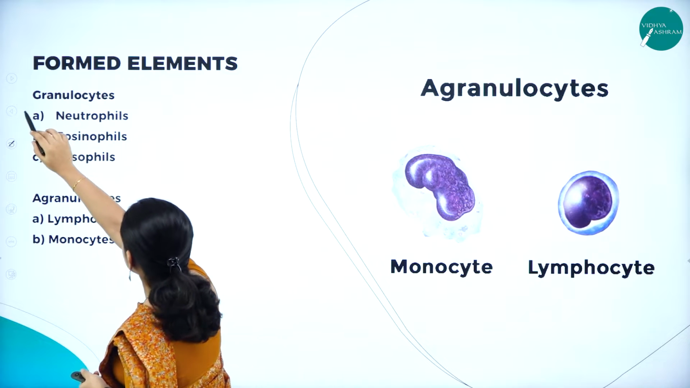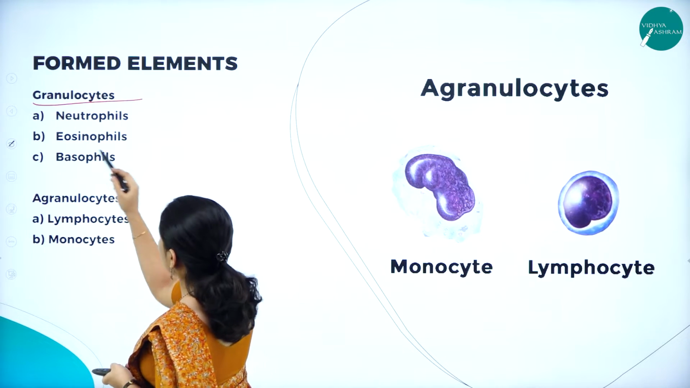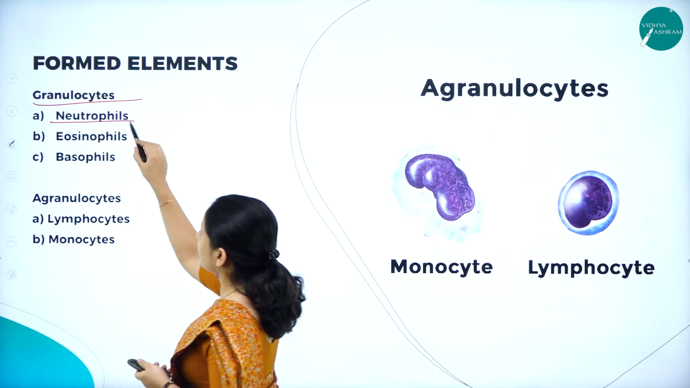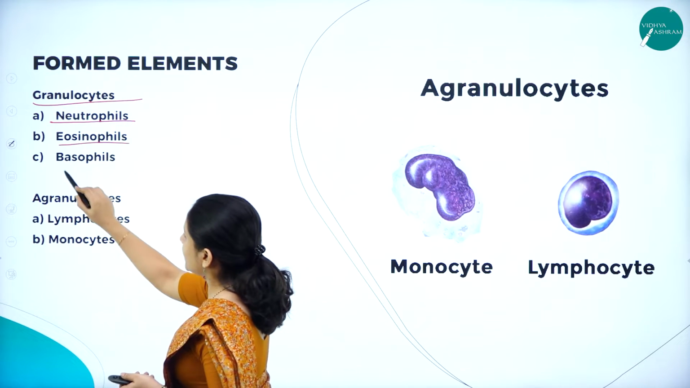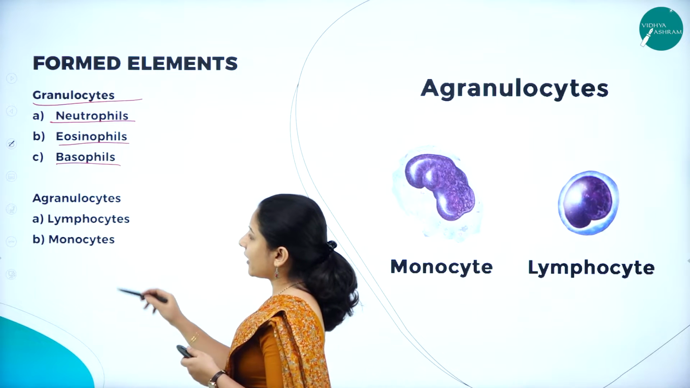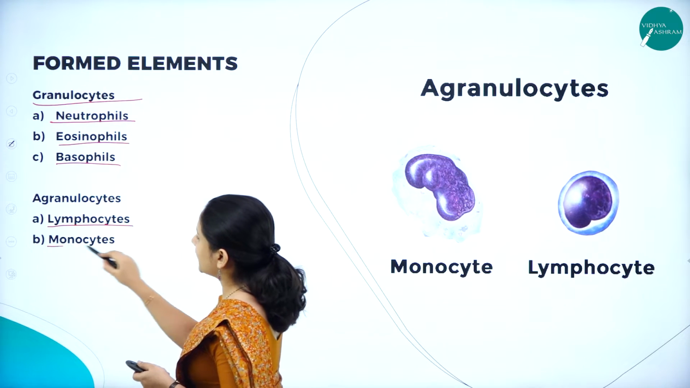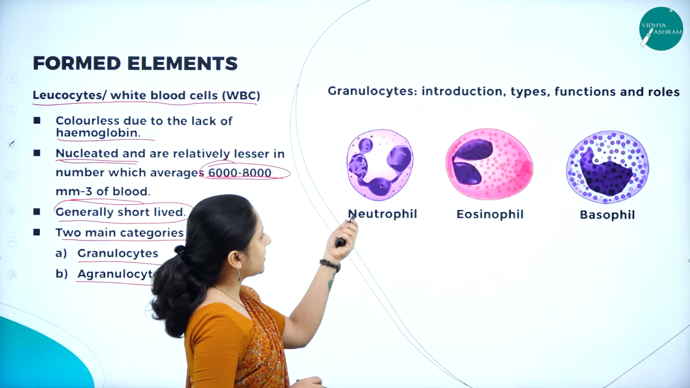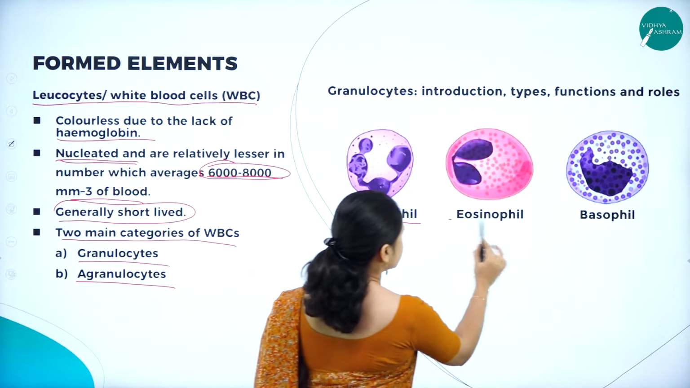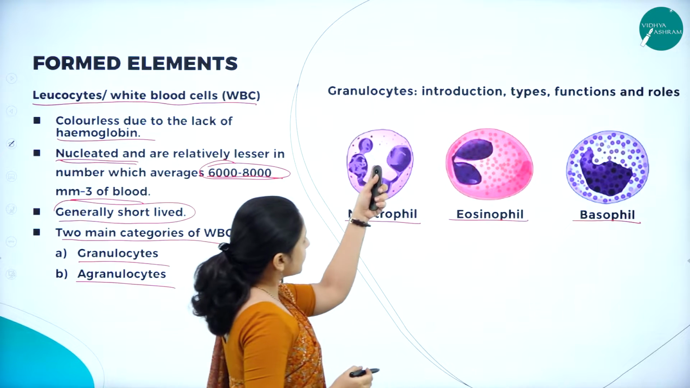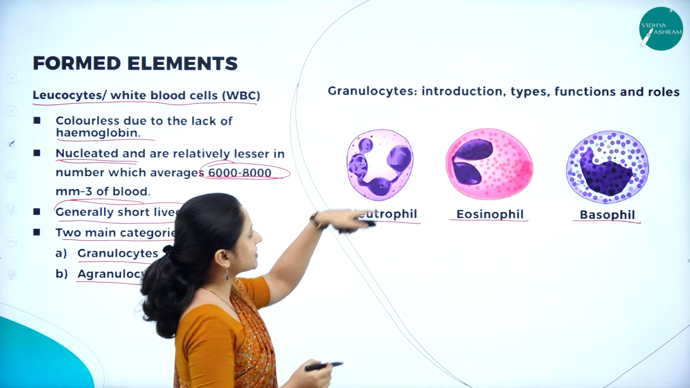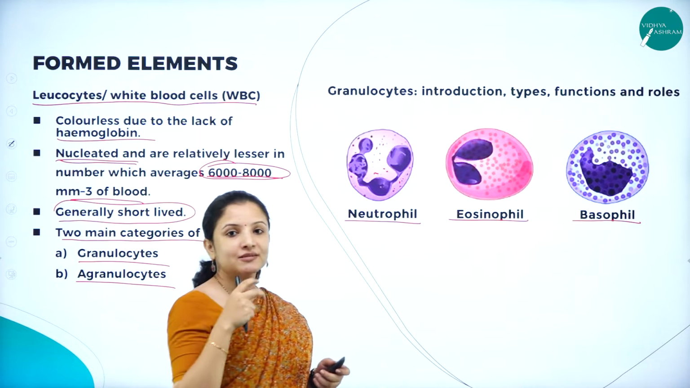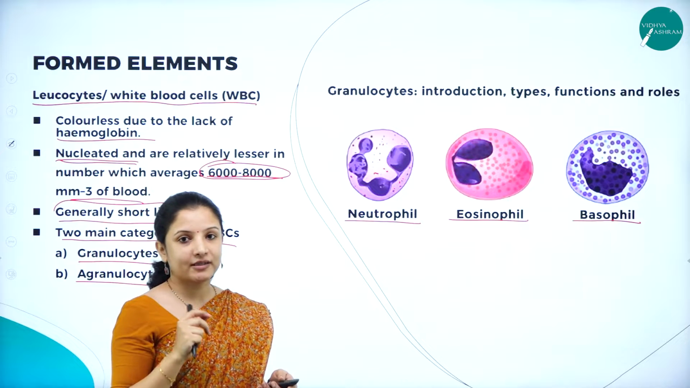So again, the granulocytes and the agranulocytes are divided, wherein the granulocytes are made up of neutrophils, eosinophils and basophils, and the agranulocytes are of two types, lymphocytes and monocytes. You can see granulocytes are made up of neutrophils, eosinophils and basophils. Inside the granulocytes, you can see small specks, or small granular substances that are present inside. Hence, they are called granulocytes.